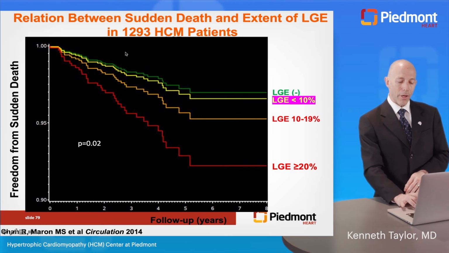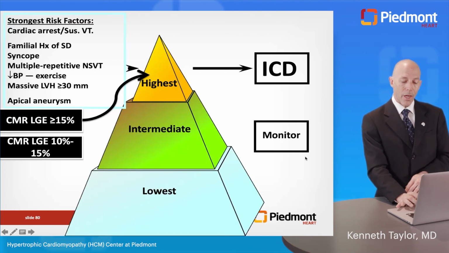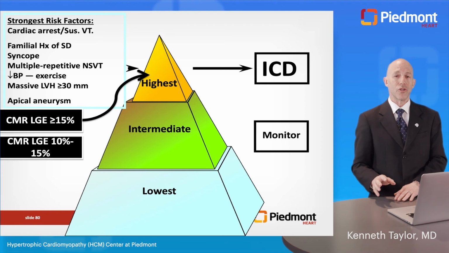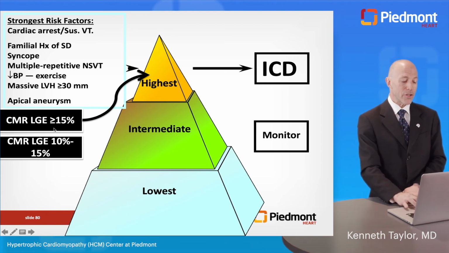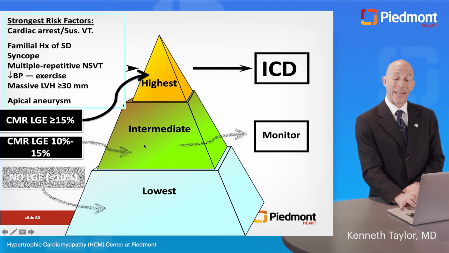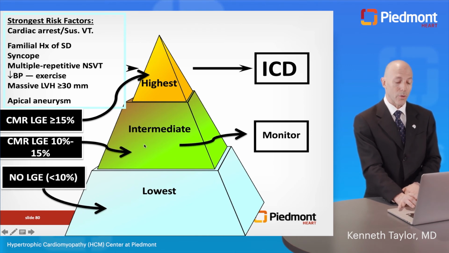And in fact, Martin Maron studied over 1,200 patients and found that the degree of LGE correlated to the risk of sudden cardiac death and essentially came up with a threshold of about 15%. And so with MRI, you can quantitate how much scar tissue is there. And if it's over 15%, that's another risk factor for consideration of an ICD. And those with zero fall into the lowest category, and under 10% probably in an intermediate category for which we will continue to monitor.